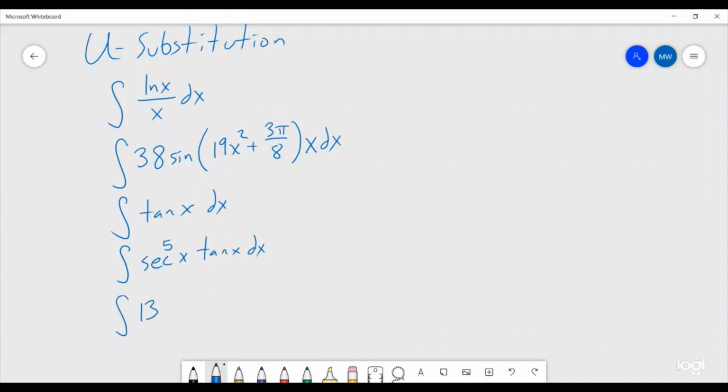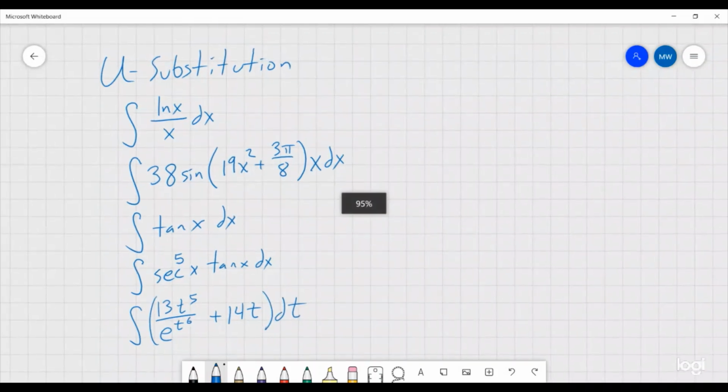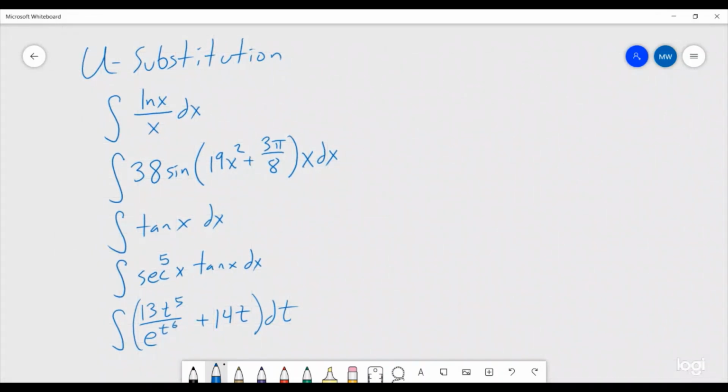And last but not least, I need to rewrite that a little bit. Last but not least, we got 13 t to the 5th over e to the t to the 6th plus 14t dt. Okay, go ahead, pause the video, and figure out these 5 integrals.